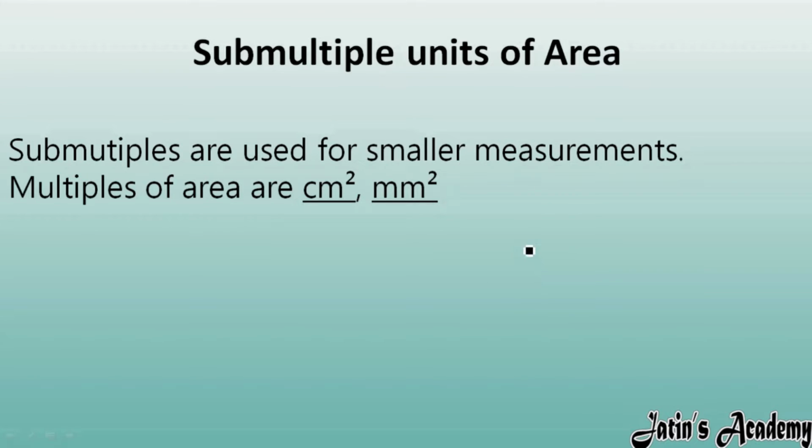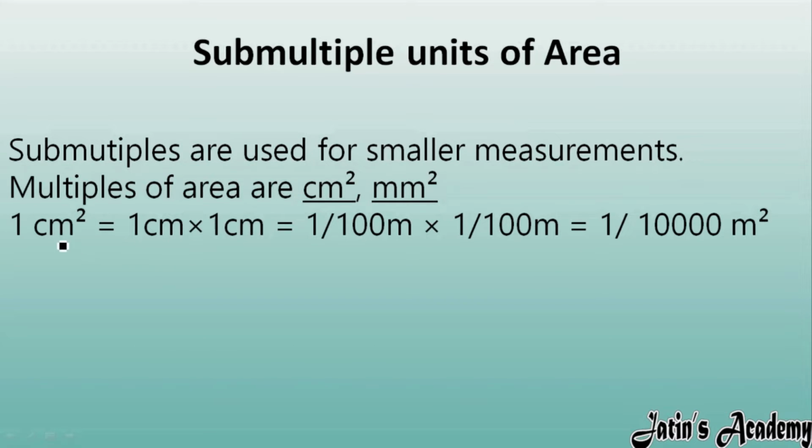If we have a very small area, to measure it we do not use hectare or kilometer square; we just use centimeter square or millimeter square. We can also call these submultiple units of area. So here we have some relations, 1 centimeter square.